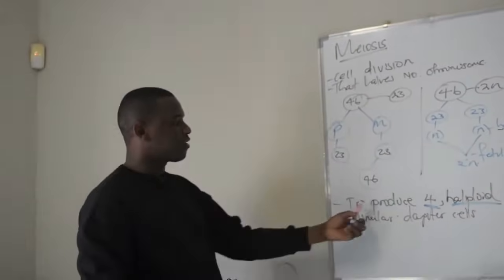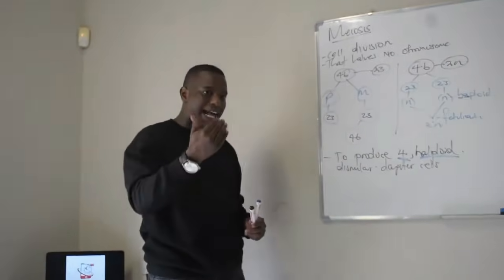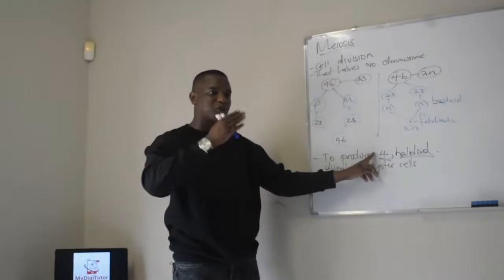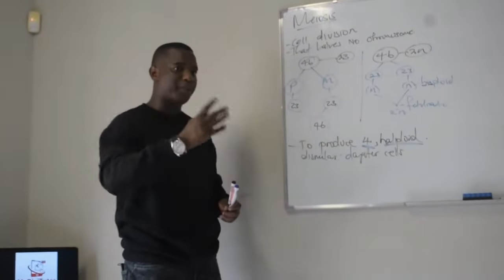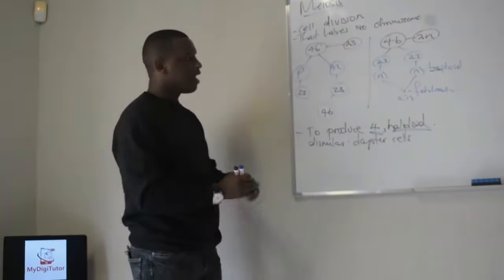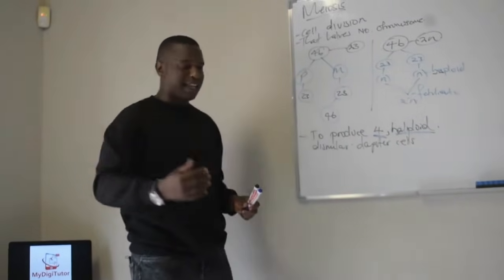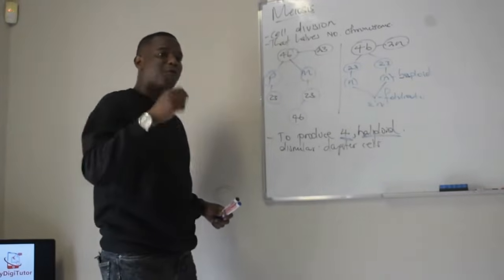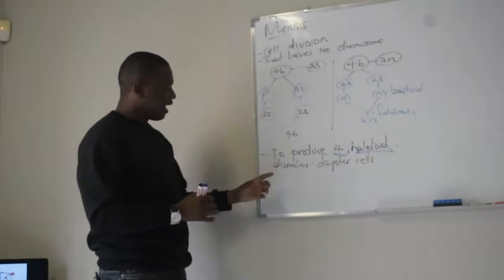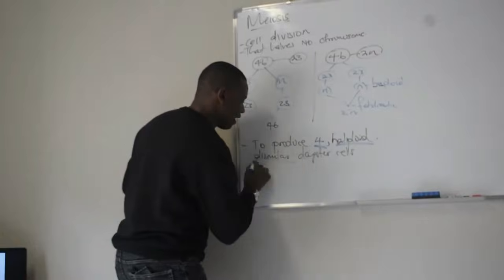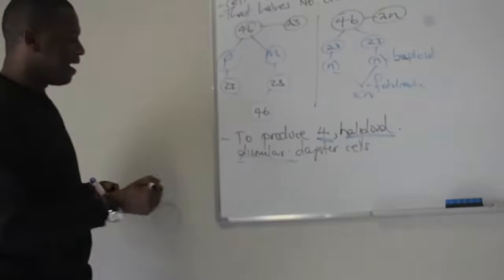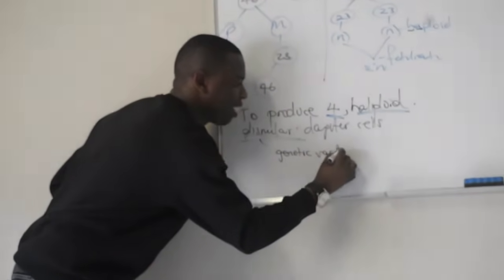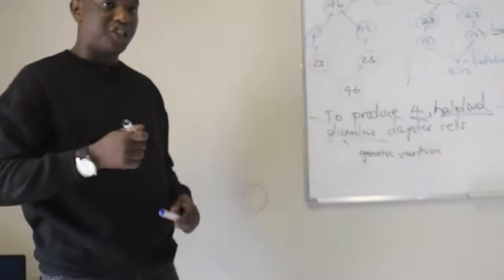So the result of meiosis is going to be 4. Everything that is produced by meiosis is going to be 4, and whatever is produced there is going to be haploid, meaning that it's going to be half of what it was. Number 3, it is dissimilar. When I say dissimilar, I mean there is now genetic variation. They have introduced genetic variation.